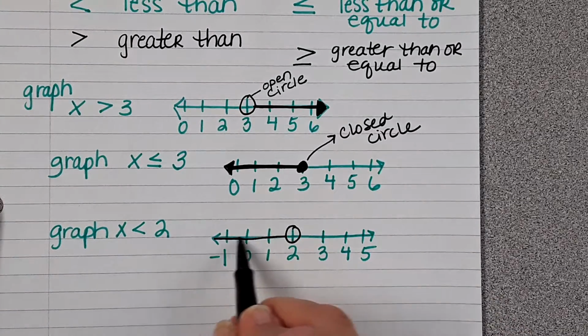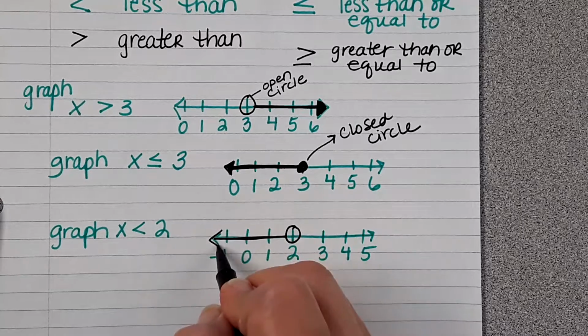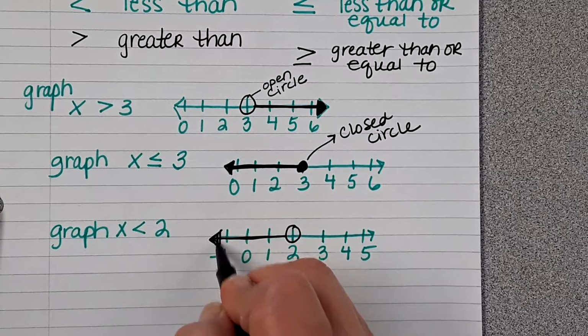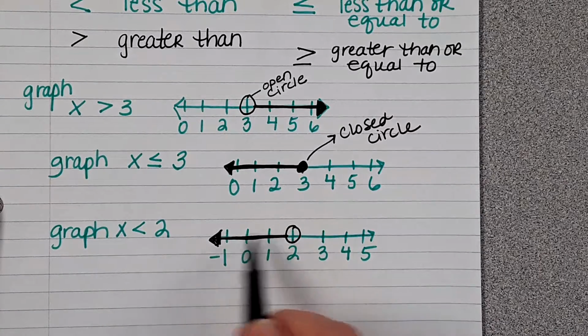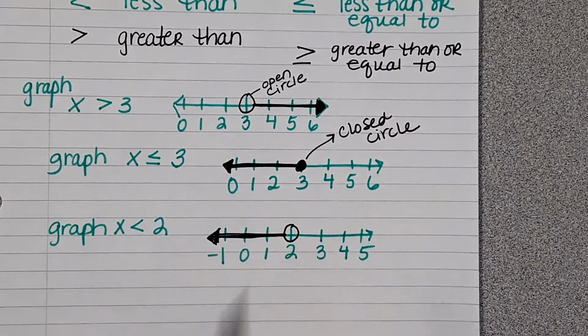Can someone give me an answer that would make this true, that would make x less than 2 true? Someone give me a solution. 1/2. What did you say? 0. What about 1.99? Yes. Yep. Anything that's less than that 2.